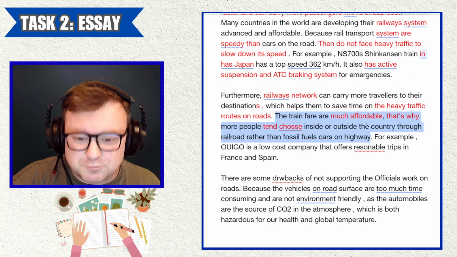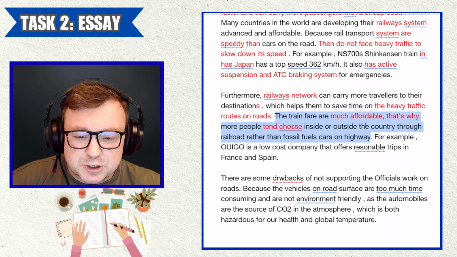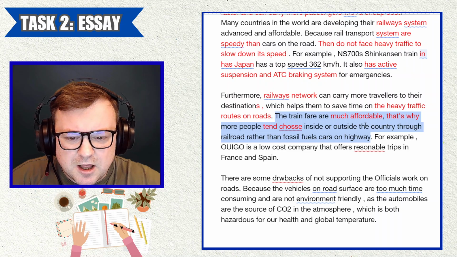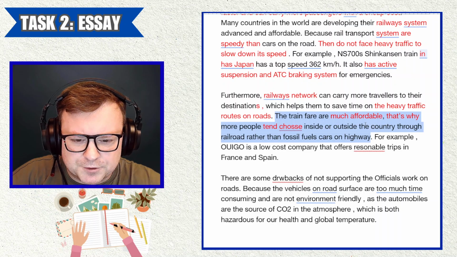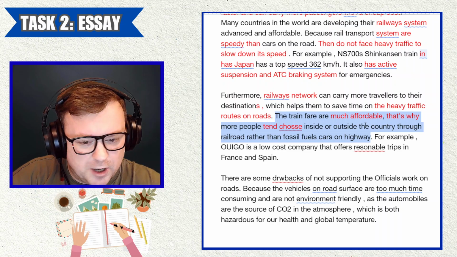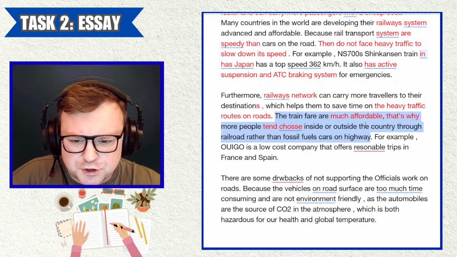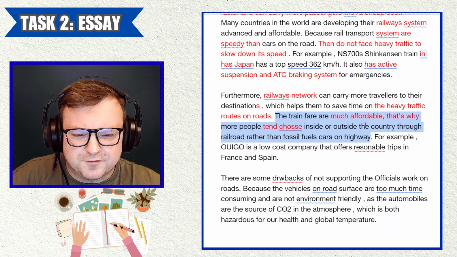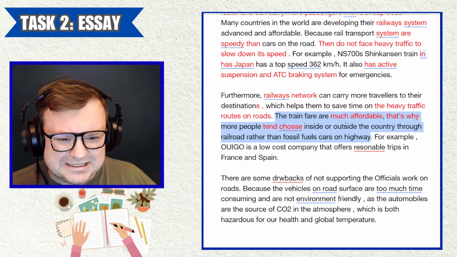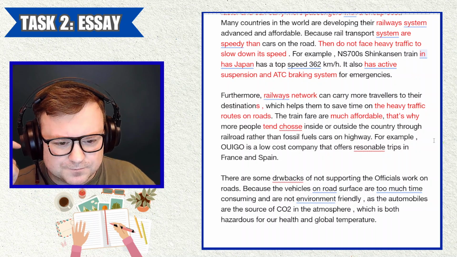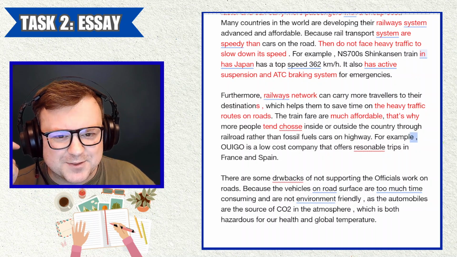But as a sentence, it's difficult. It really is difficult to read. It puts a big strain on the reader. The train fare are much more affordable. That's why more people tend chose inside or outside the country through railroad rather than fossil fuels, car on highway. For example, again, get that comma.